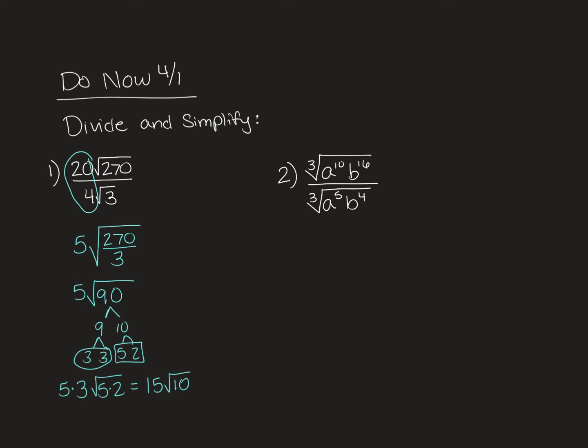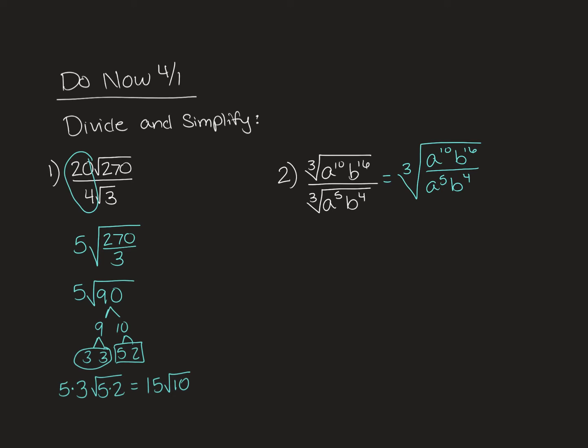We do the same thing with number 2, except now we're taking a cube root and we have variables. So I can rewrite this. I don't have any coefficients on the outside to divide, so I can just make this one big division on the inside of my cube root. And then I can divide.